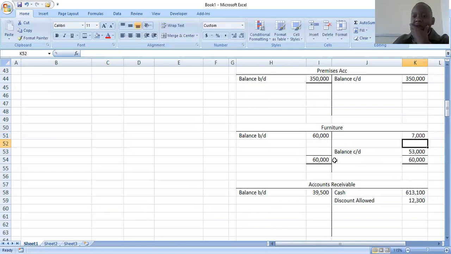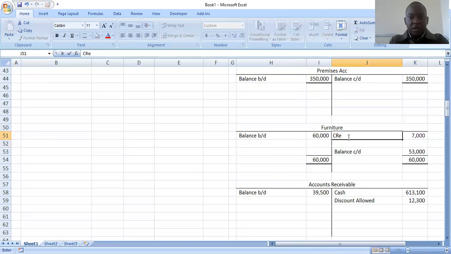That is 7,000 shillings. We assume this decline has been via depreciation on furniture, because you're not told of any sale of furniture. So this can only be by depreciation. So therefore, I can indicate here that it is depreciation on furniture. I hope you understand.